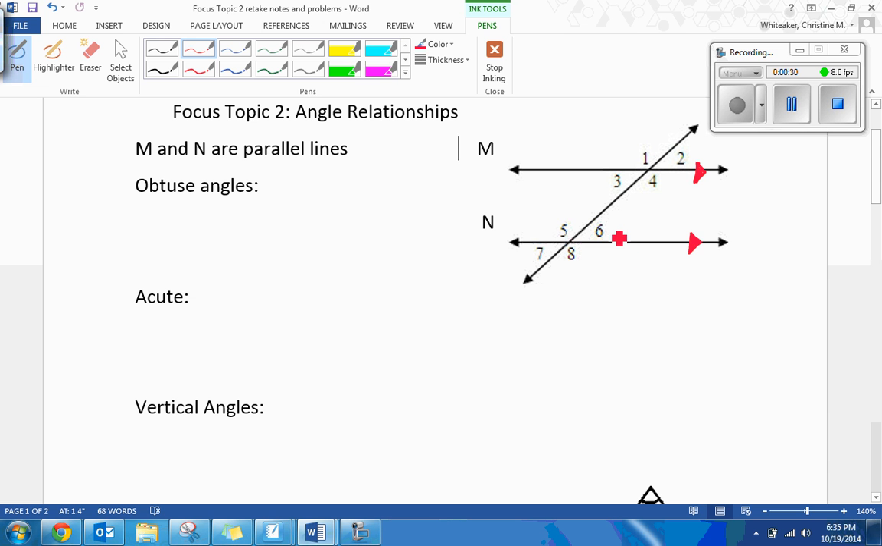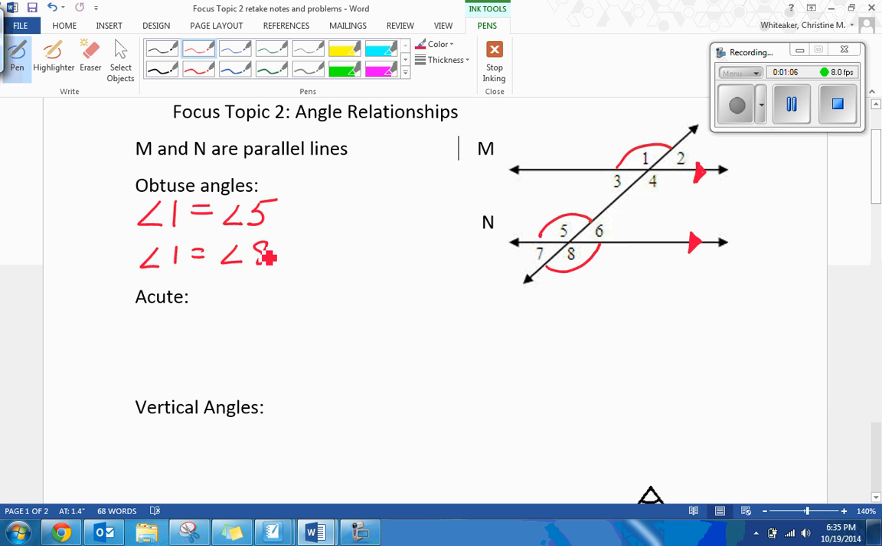Okay, so let's just start looking at obtuse angles. And because we know that these are parallel lines here, we know that all the obtuse angles in this figure are equal. Okay, so let's start out with angle 1. So angle 1 right here is going to be equal to all the other obtuse angles in this figure. So I'm going to say angle 5. So angle 1 equals angle 5. Okay, so we know angle 1 and angle 5 are equal. We also see that angle 8 is an obtuse angle. So angle 1 equals angle 8.